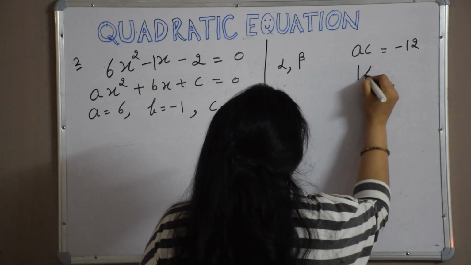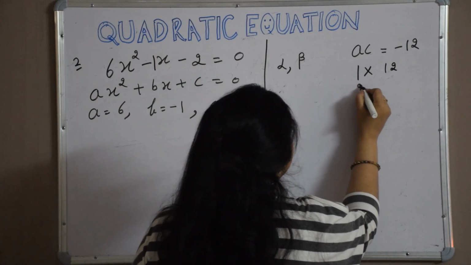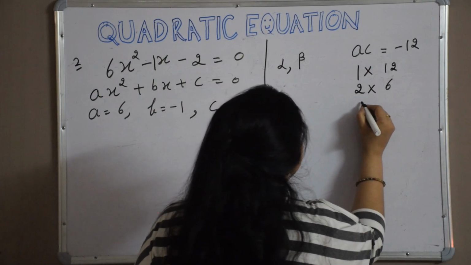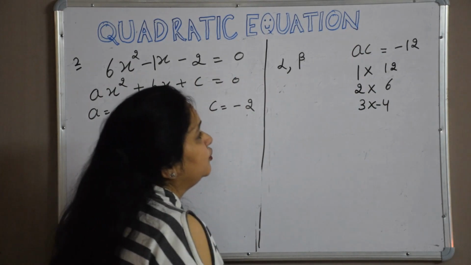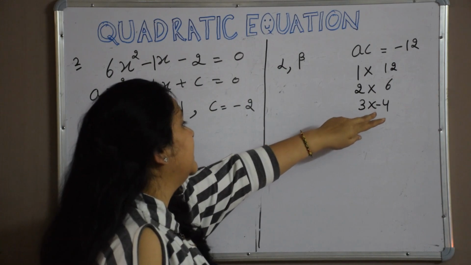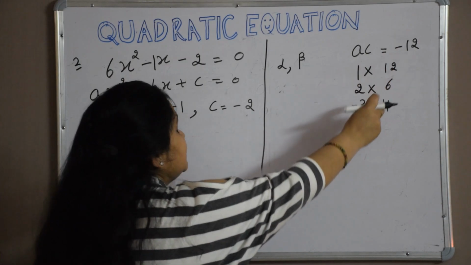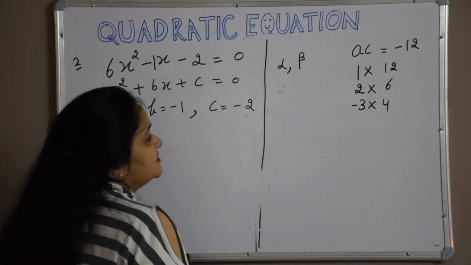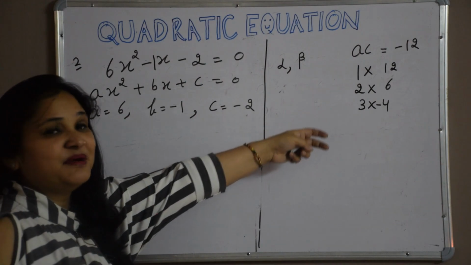Now we will start from 1 into 12. Here we are not using signs initially, we are just seeing. 2 into 6, we are not getting minus 1 in any case. 3 into 4. So here, if we choose 3 into minus 4, we are getting minus 12, and the addition gives minus 1. And if you take minus 3 and 4, we are getting minus 12, but the addition gives only plus 1. So that is not correct. We should take 3 and minus 4.